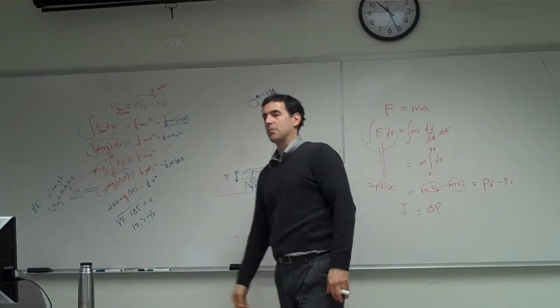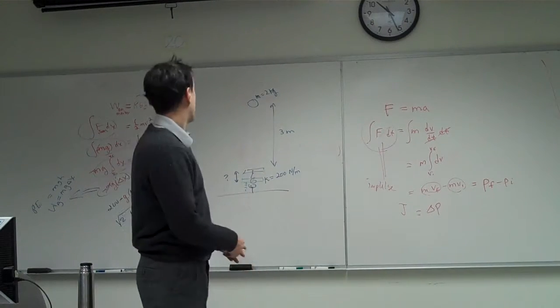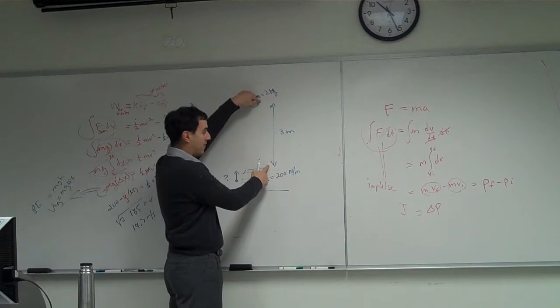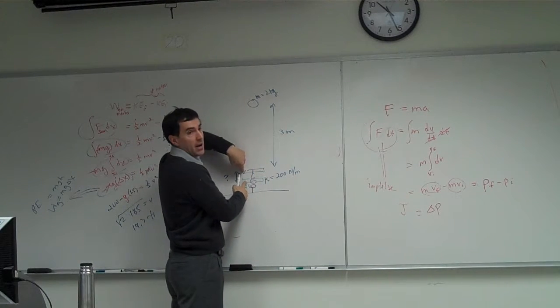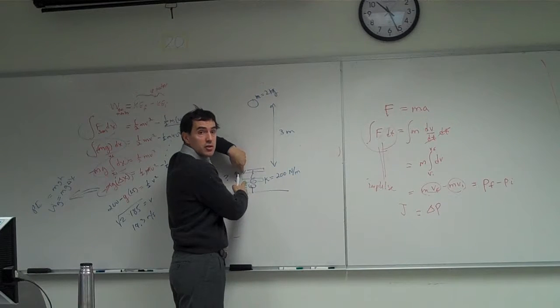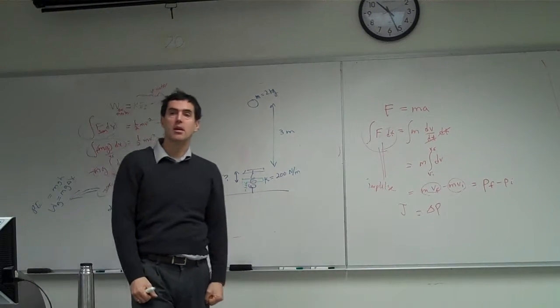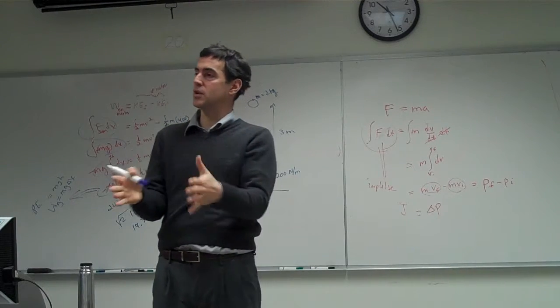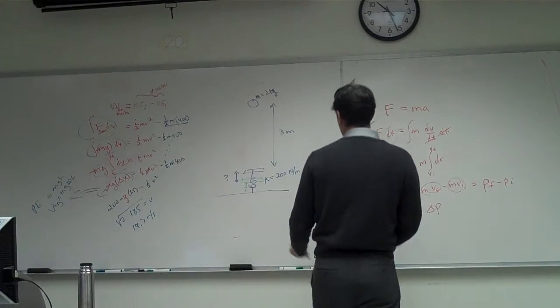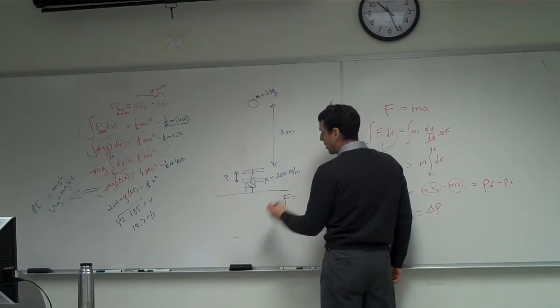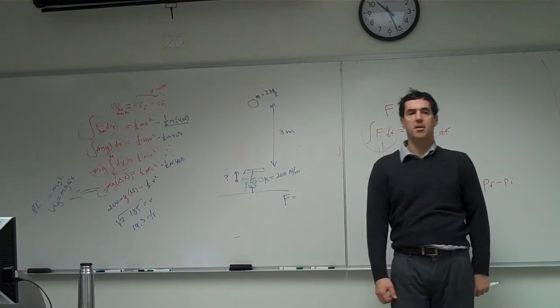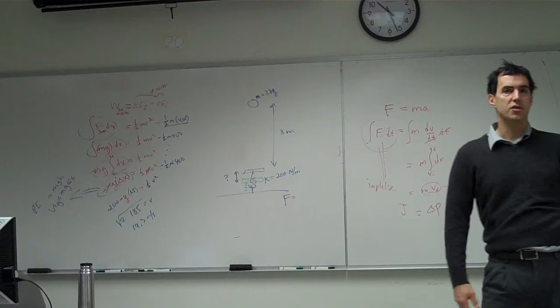Everything about this problem is in terms of distances. I know how far it fell. I'm trying to find out how far the spring was scrunched. And the force of a spring depends on how much it's been scrunched. What is the equation for the force that the spring pushes back on something in terms of how much it's been scrunched?